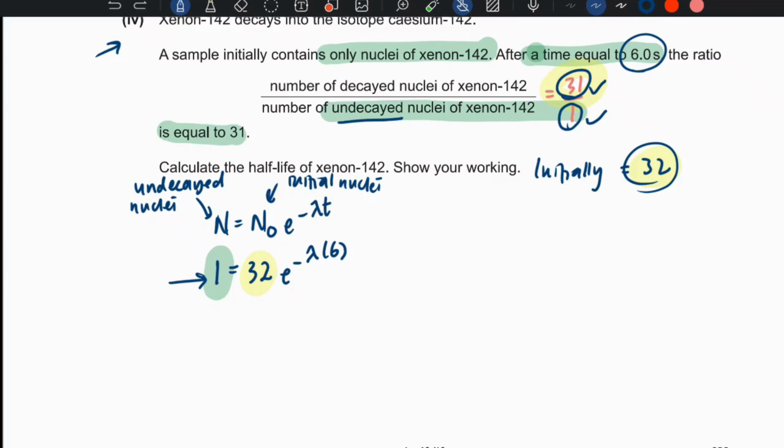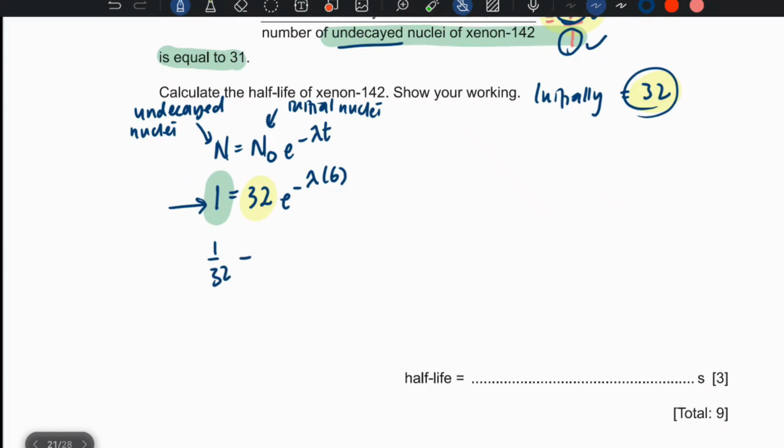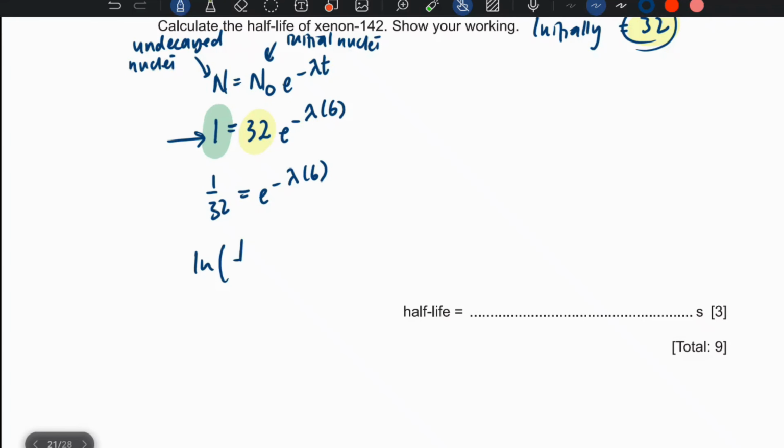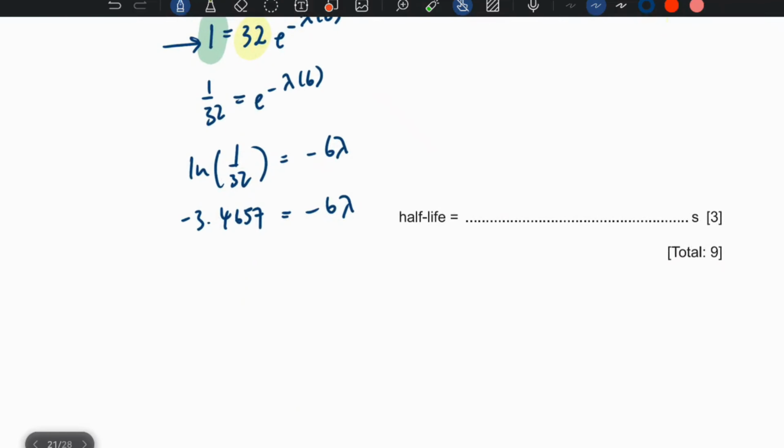So, if you do the math, 1 over 32 equals e to the negative lambda 6. Take ln of 1 over 32. I think you're going to get a negative value if I'm not mistaken. So take your calculator, type ln 1 over 32. You get around negative 3.4657 equals negative 6 lambda. Yeah, it's a negative value, right? So these two negatives can be cancelled out. Then divide by 6. You get lambda equals 0.57762.